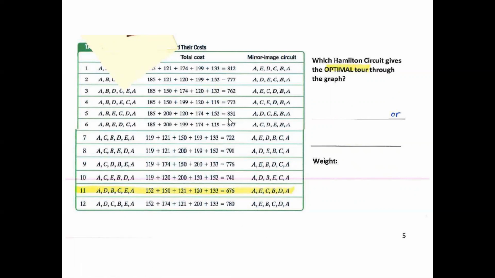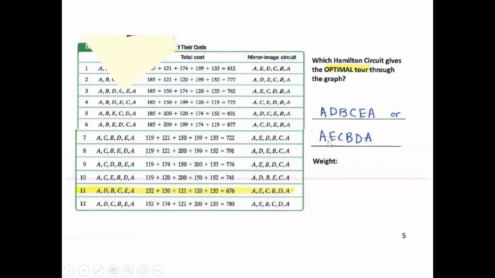Looking at this, which one is the most optimal, or which one is the least expensive route, with the 12 different Hamilton circuits? You should say A, D, B, C, E, A, which is route 11, because it's only $676.